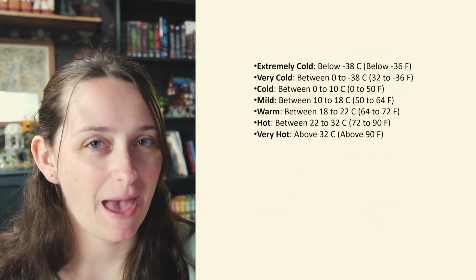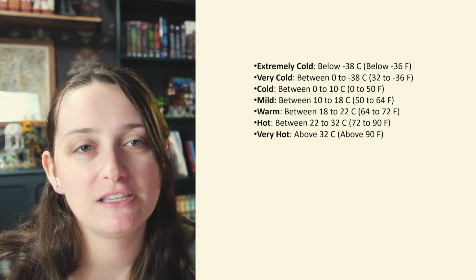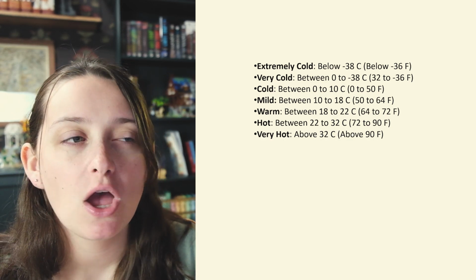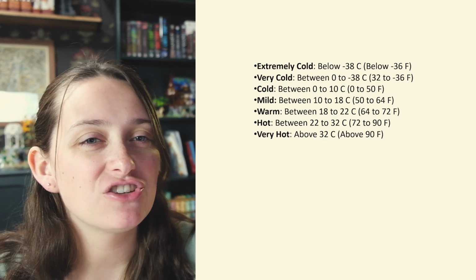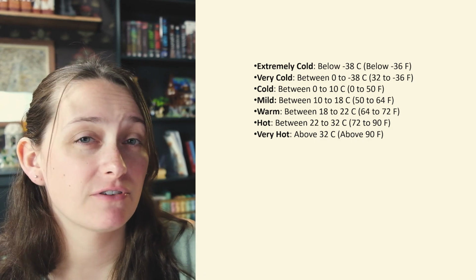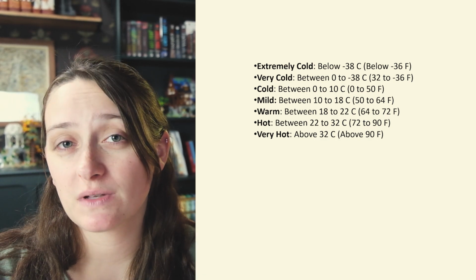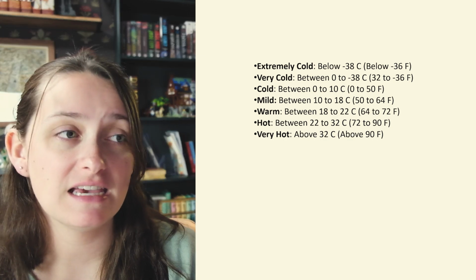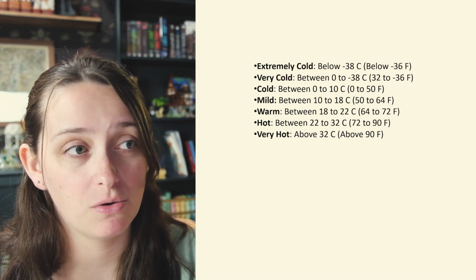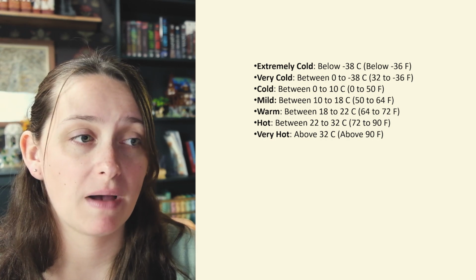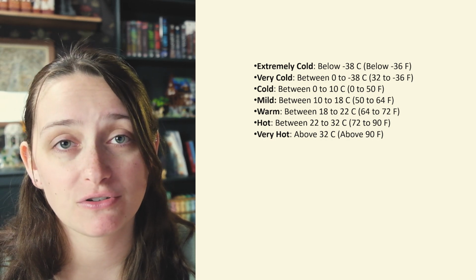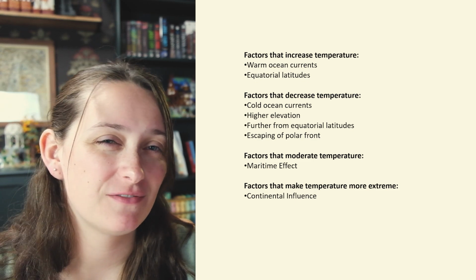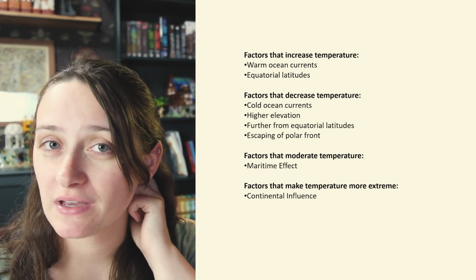Let's move on to temperature. So when using these seasonal temperature maps for later determining the Köppen climate classifications, we're mostly concerned with the distinction of temperatures that they use to differentiate their climate regions. So that's what I made my scale out of here. So you can see this. We have extremely cold, very cold, cold, mild, warm, hot, and very hot, and I have the temperatures noted in both Celsius and Fahrenheit.